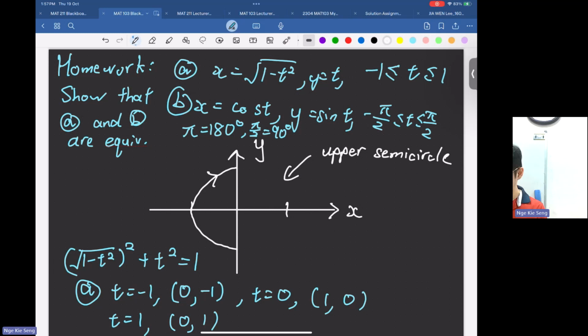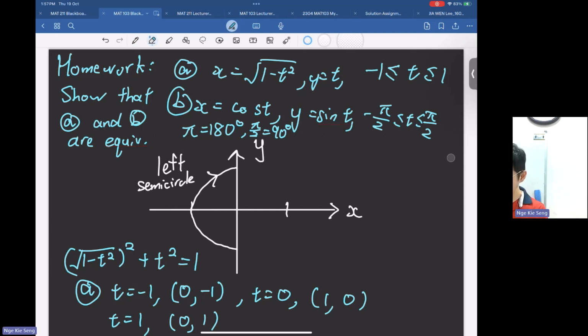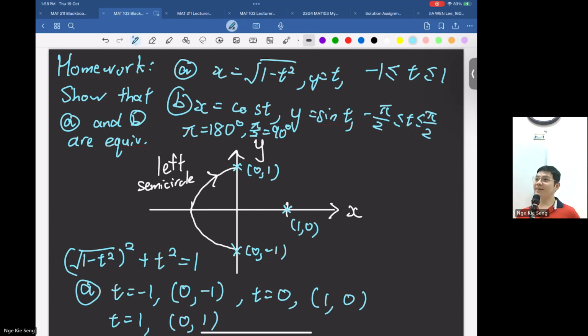So actually this is the right semicircle. And then I think these points will match up. The first point you get will be 0, -1, which is here. Then 0, 1 is the top here. And at the middle you have 1, 0. Correct or not? Still wrong. So are they equivalent or not? Maybe they are not equivalent. Cos t is on the right side. So here is 1, 0. So how? Wrong picture.